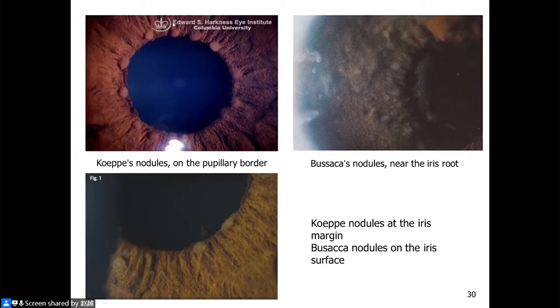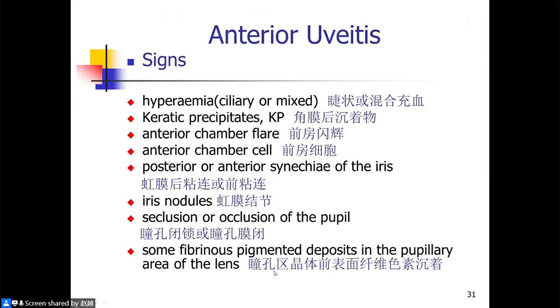Look at the pictures. The first picture is Koppe nodules, on the pupillary border. The second picture is Busacca nodules, near the iris root. The third picture is Koppe nodules at the iris margin and Busacca nodules on the iris surface. Above are the signs of anterior uveitis.